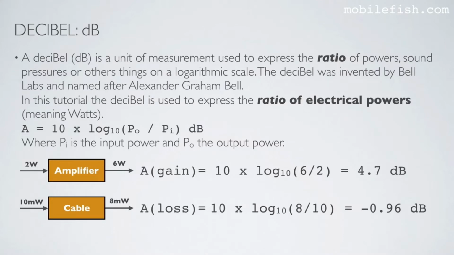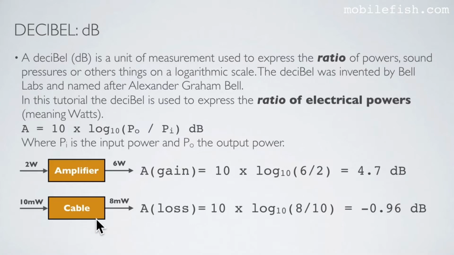In this tutorial, the decibel is used to express the ratio of electrical powers, meaning watts. Here is an equation to calculate the decibel value, where Pi is the input power and Po is the output power. For example, if this is an amplifier, this is the input power and this is the output power. Because the output power is greater than the input power, it is a gain. To calculate the decibel value, the equation is now 10 times log base 10 of 3, this is the output power and this is the input power, equals 4.7 dB.